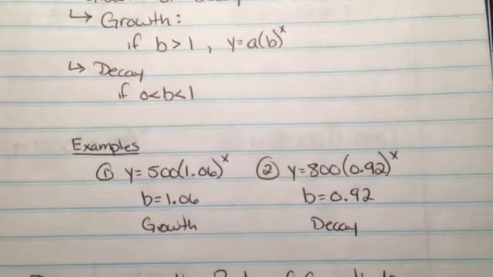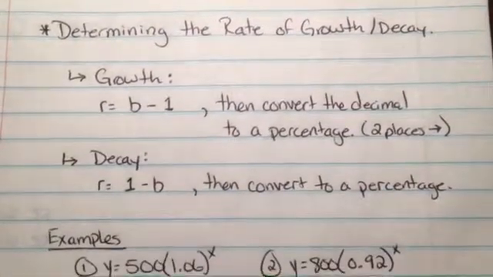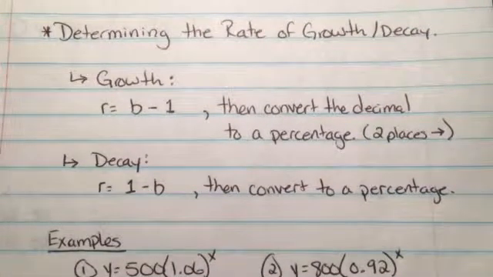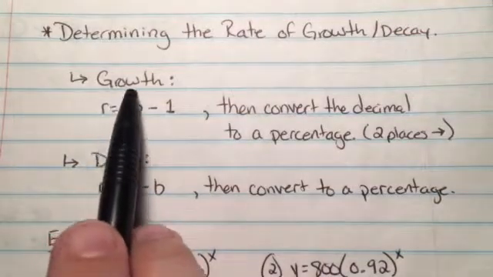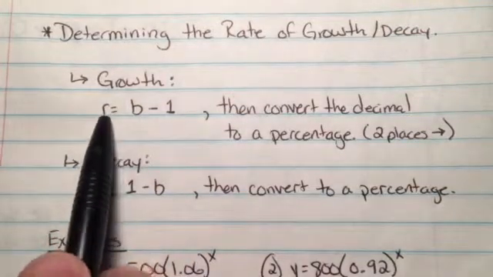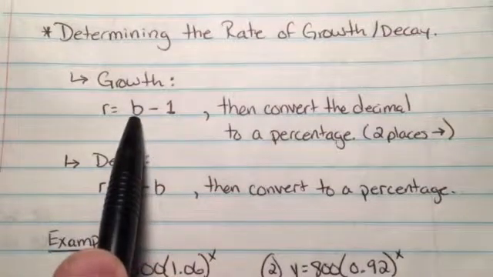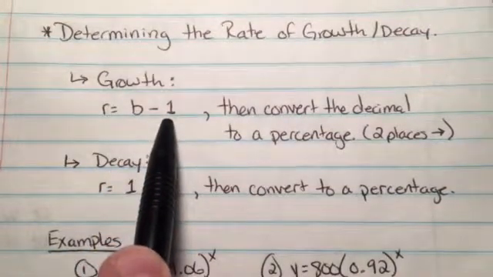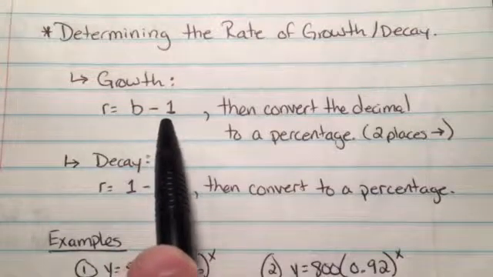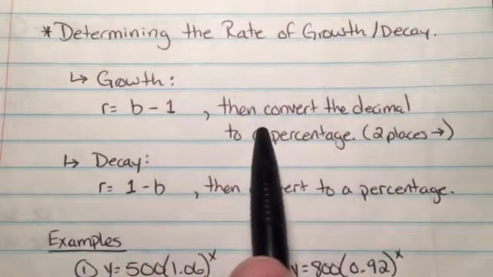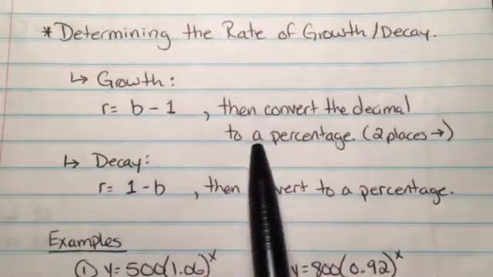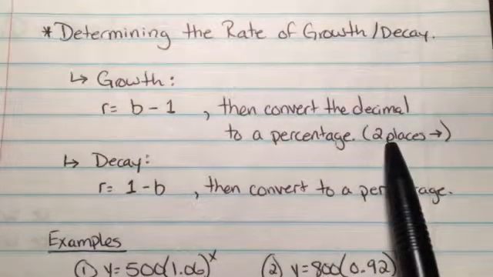Now, as far as determining the actual rate of growth or decay, rate, we're talking about percentage here. Once I determine that I have a growth or a decay function, if I know that it's growth, here's how I'm going to figure out the rate. Your rate is going to be the b value minus 1. You're going to get a decimal from that. You're then going to convert that decimal into a percentage. Remember that you have to move that decimal 2 places to the right.